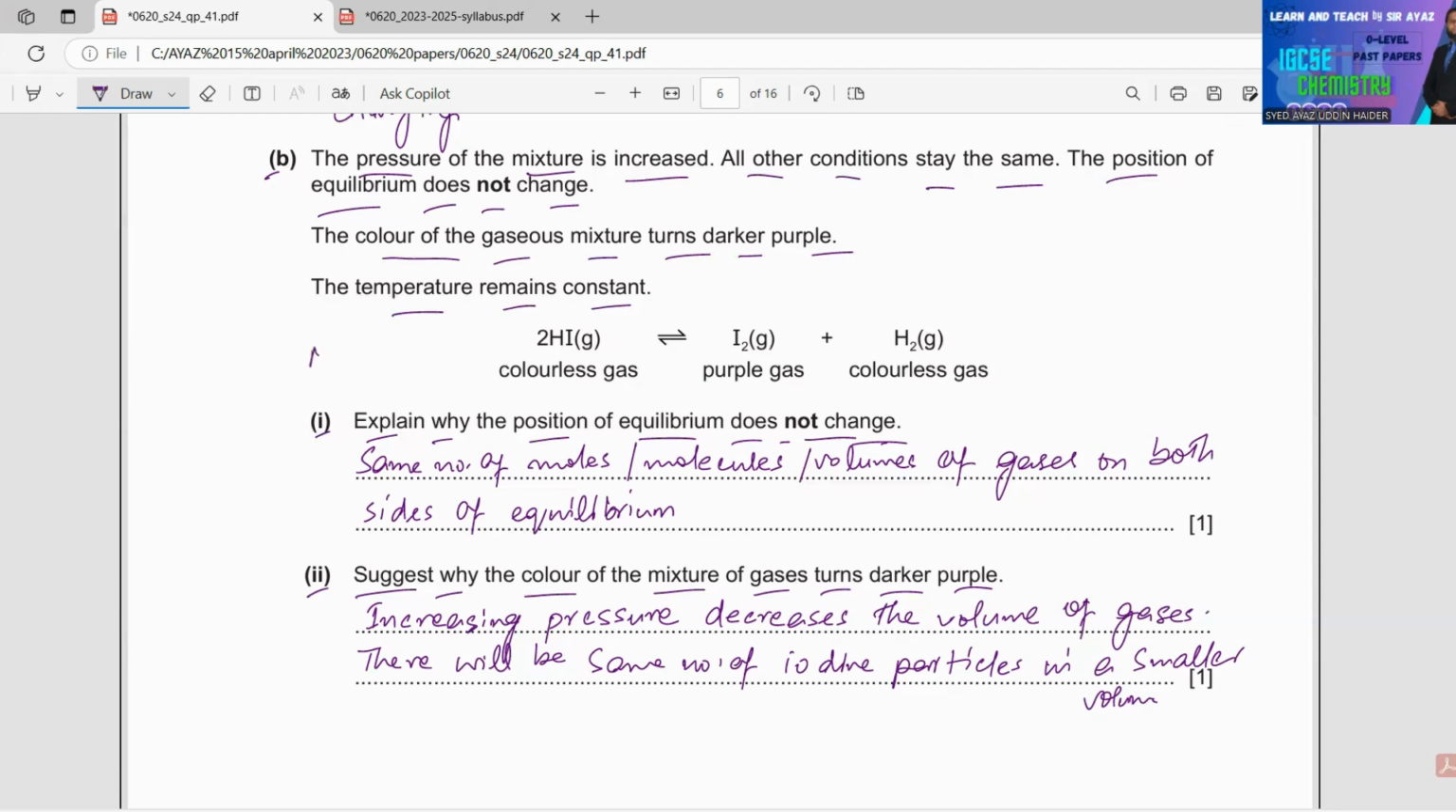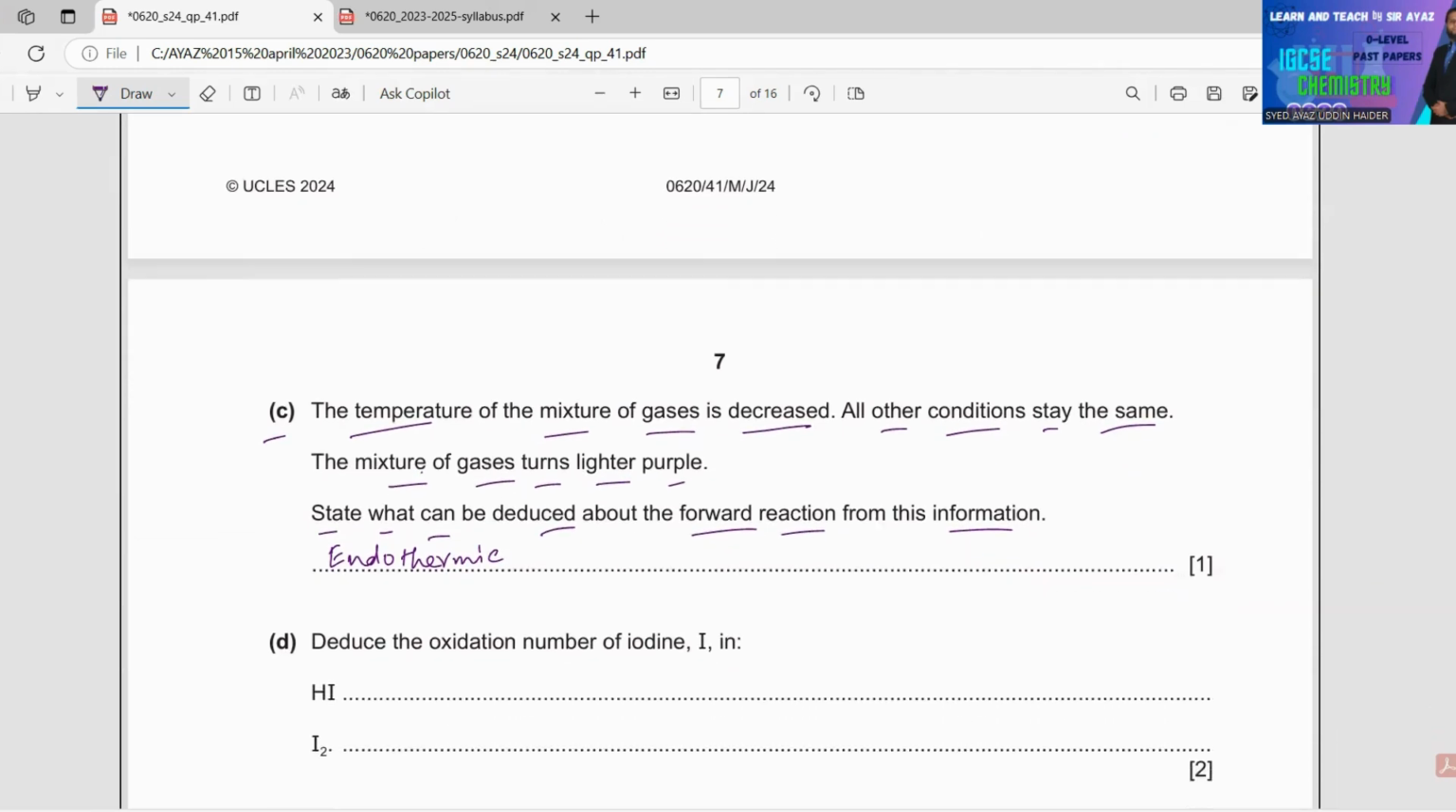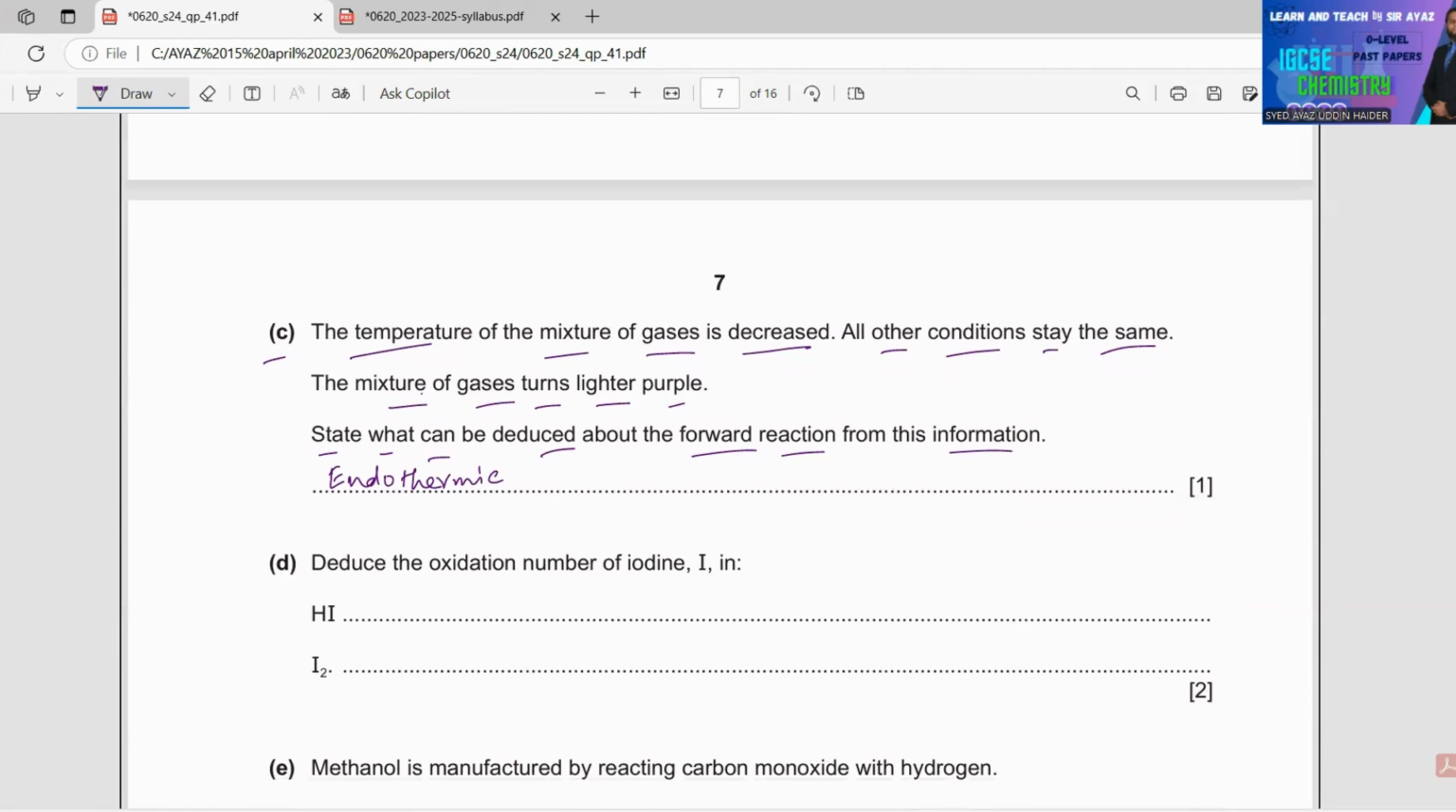So this side must be exothermic. So if the backward direction is exothermic, the forward direction must be endothermic. So you write endothermic. Remember, they are talking about the forward direction. So endothermic in the forward direction.